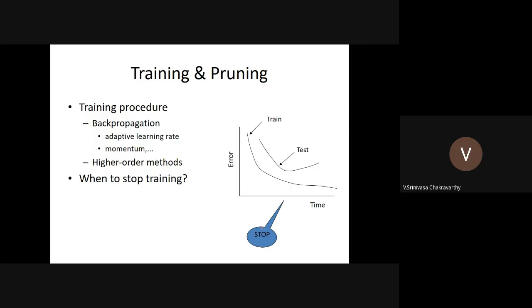Then comes training. For training you can use the backprop algorithm. Now, backprop, like I mentioned before, is a slow learning algorithm, and there's a lot of criticism about that. There are also ways of speeding up learning. For example, you can use adaptive learning. Basically, we are doing gradient descent.